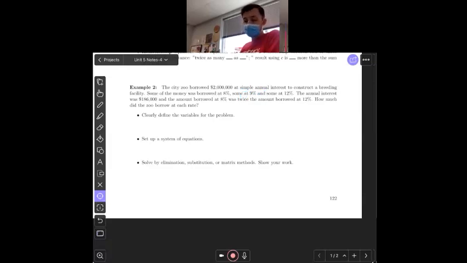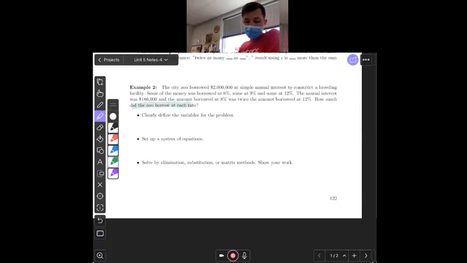They borrowed $2 million, but they had to borrow it from 3 different lenders, it looks like. Some of it was at 8%, some at 9%, some at 12%. The total interest they had to pay was $186,000. And the amount borrowed at 8% was twice the amount borrowed at 12%. So there's all the information, and then you get to the question.